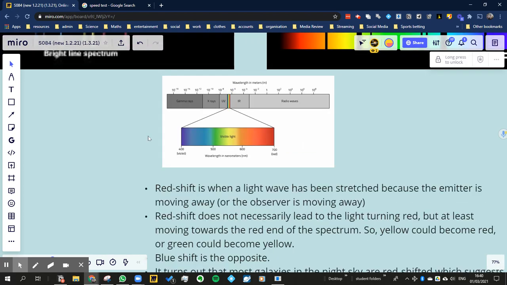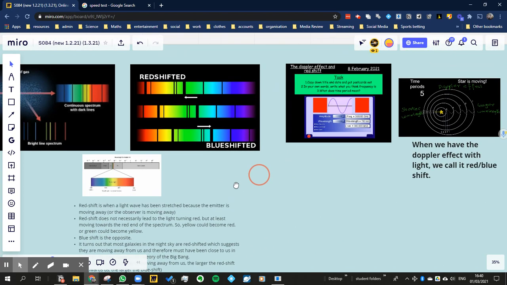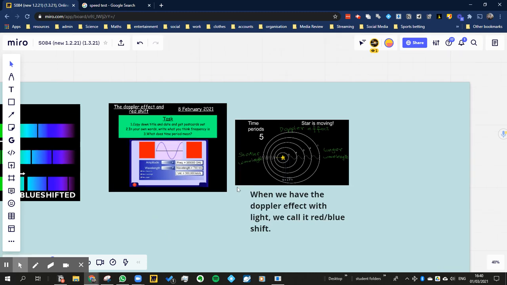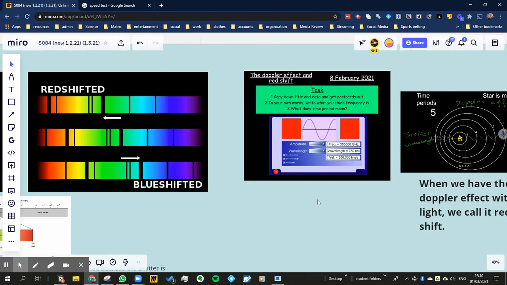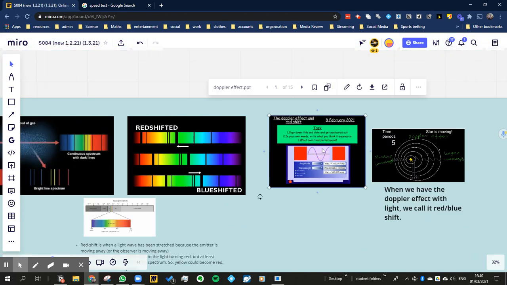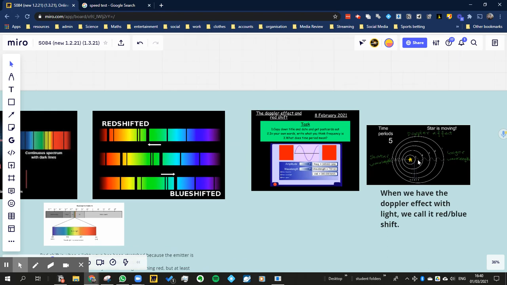Now, if you have an object that is emitting a wave, like a light wave, and that object is moving whilst it's emitting the wave, then the waves in front of it, as it's moving, are going to get squashed up. And the waves behind it are going to get stretched out. If you click on this PowerPoint and run it as a presentation, you'll be able to see how that happens a little more clearly.